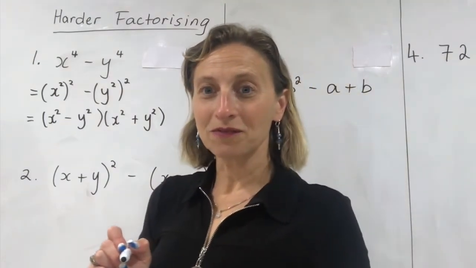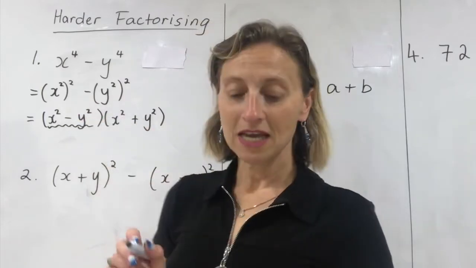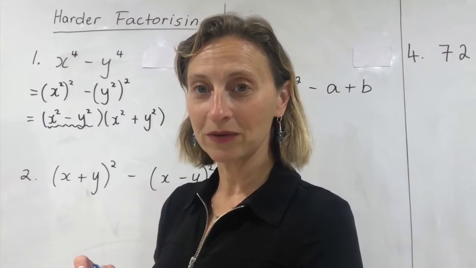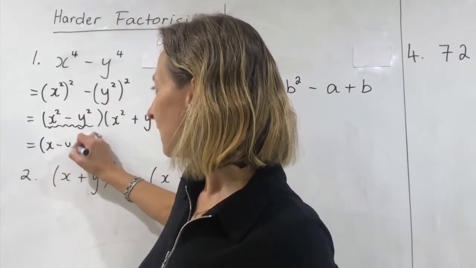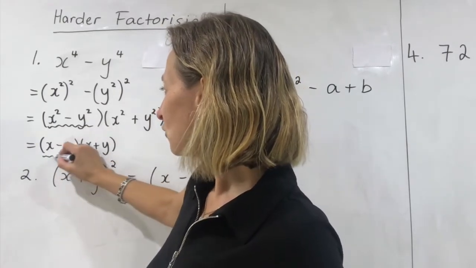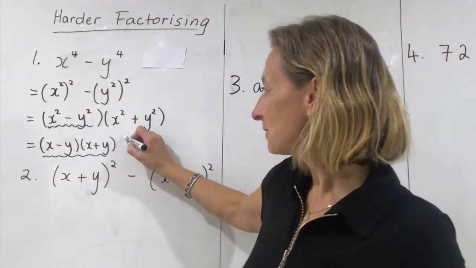Now this is a little different because I still have the difference of 2 squares in that bracket over there, which needs to be factorised out as well. So I need to have another line where I do x minus y, x plus y. That's just the factorised part. And don't forget to write down this bit again.